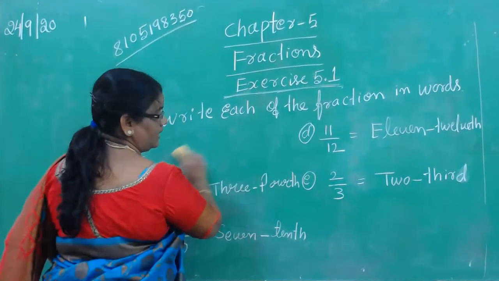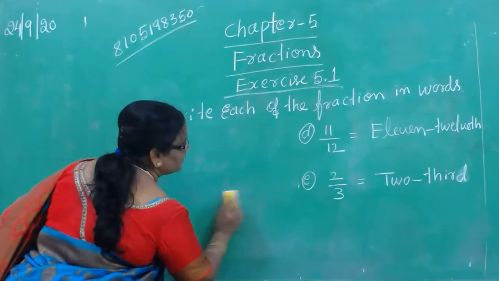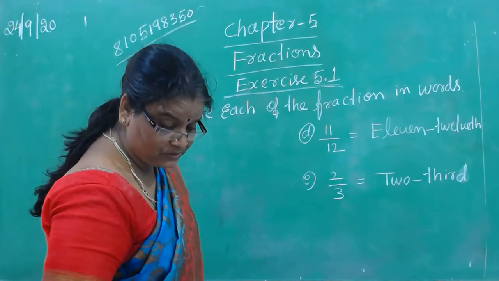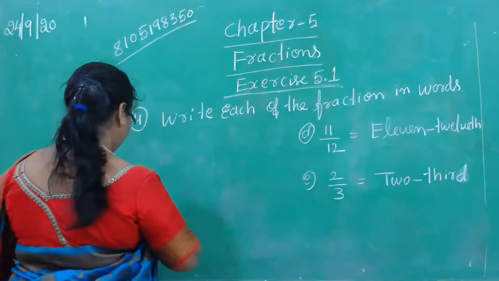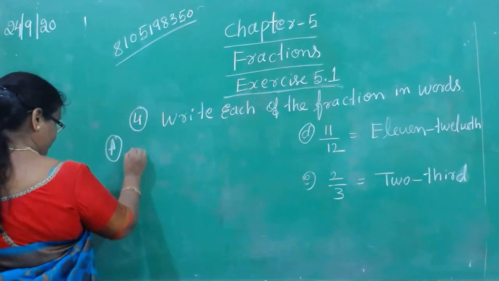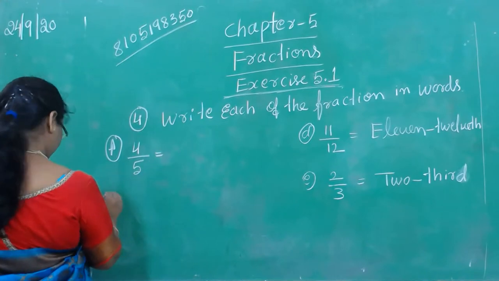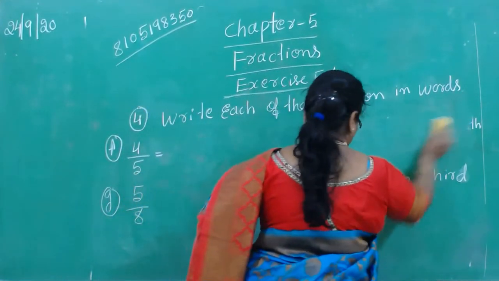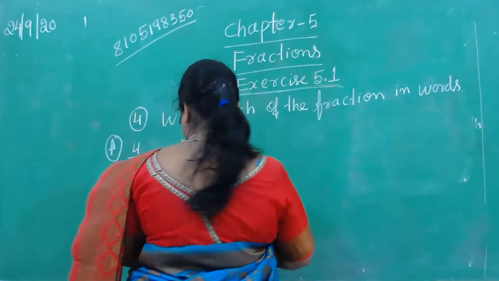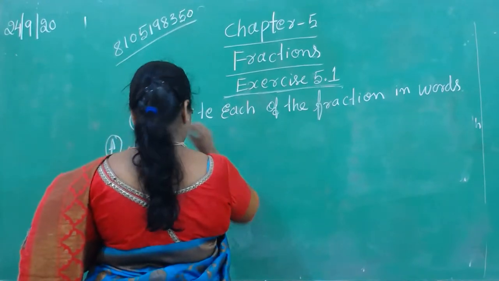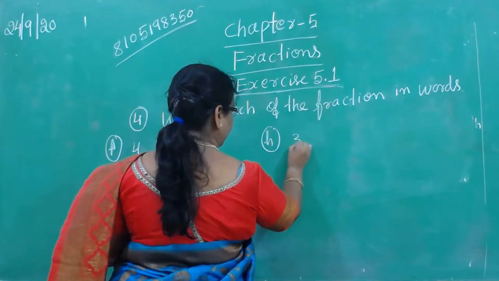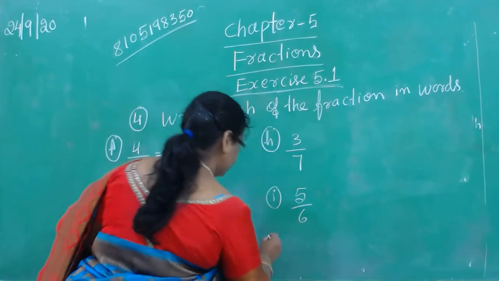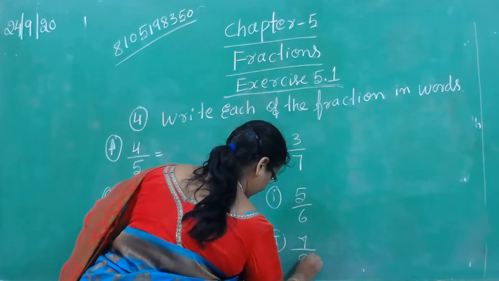Now again some numbers are given, and you have to write them up to finish: A, B, C, D, E, F, G, H, I, up to J are there. Now F: 4 by 5. G: 5 by 8. H: 6 by 7. I: 5 by 6. J: 7 by 9.